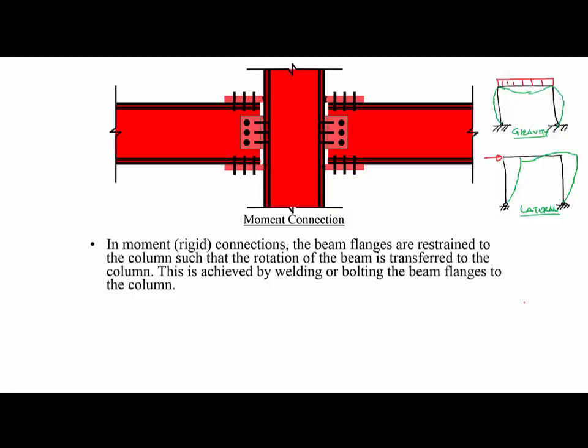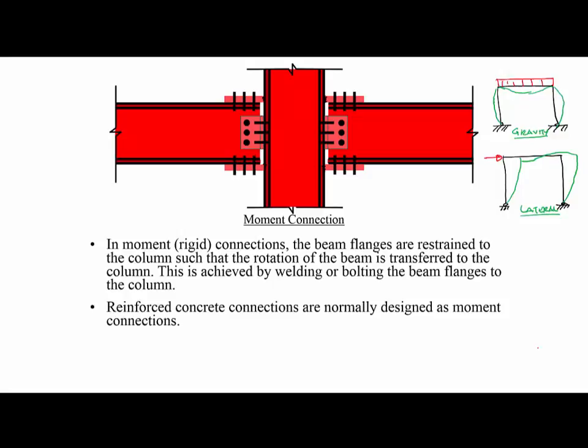Then, as I mentioned before, the flanges of the beam are basically restrained to the column so that the rotation of the beam is transferred to the column. As you see here, when the beam bends, the column bends with it, which was not the case when we had a simple frame. And the connection is typically done by either bolting it as shown here or by welding it. You can directly weld the flange of the beam to the column, which we are going to look at later.